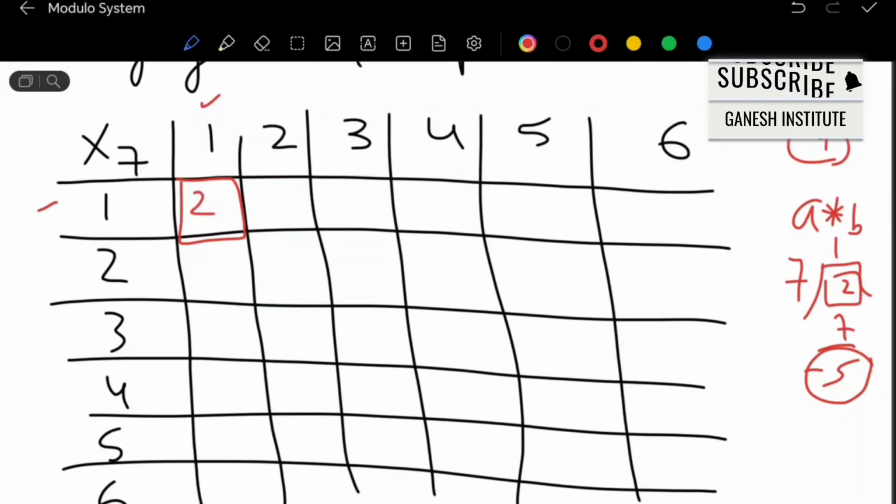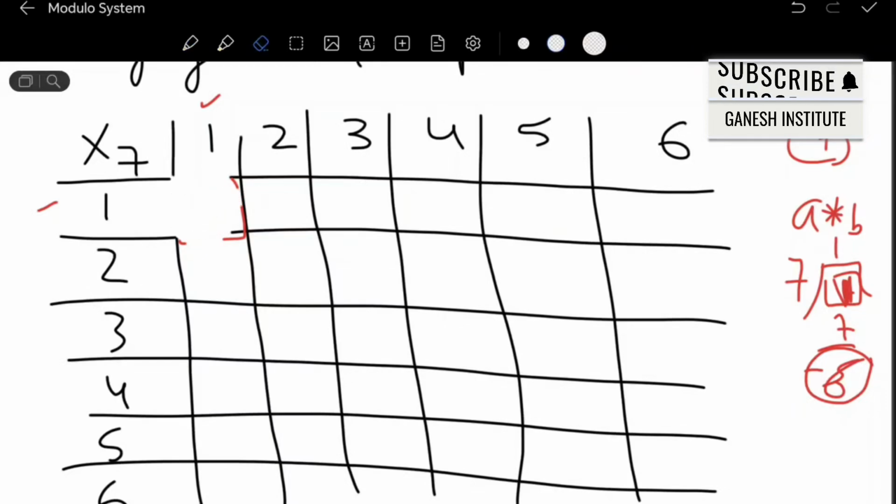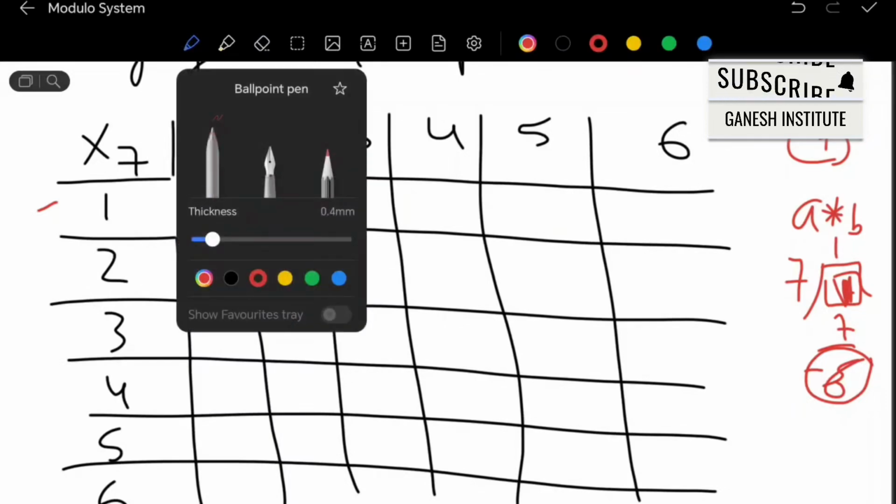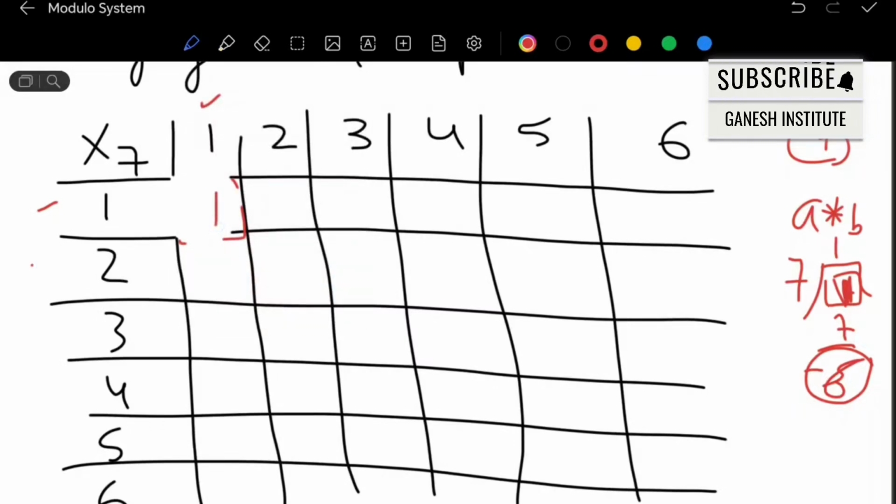I'm sorry, it has to be 1 ones are 1. If you divide by 7, I cannot do minus 6, right? I need to keep it 1 only. So let's write 1. Have you got it? Now multiply: 2 ones are 2, but modulo 7, divide by 7, you will get 2. 3 ones are 3, divide by 7, the remainder is 3.